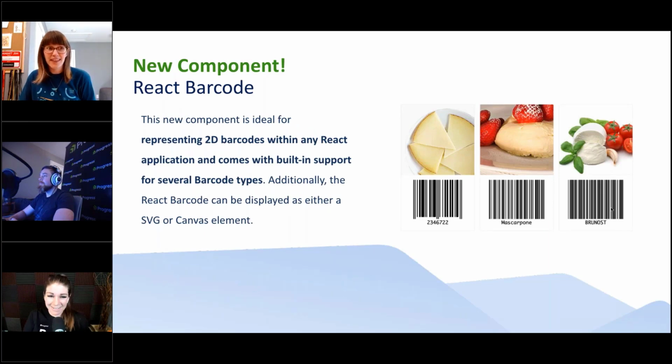The barcode, and I'll talk a little bit next about the QR code, are two more great pieces that we got in the R1 release. So the barcode supports, I want to say it's like 18 or 19 different types of barcodes, super flexible, whatever you need.